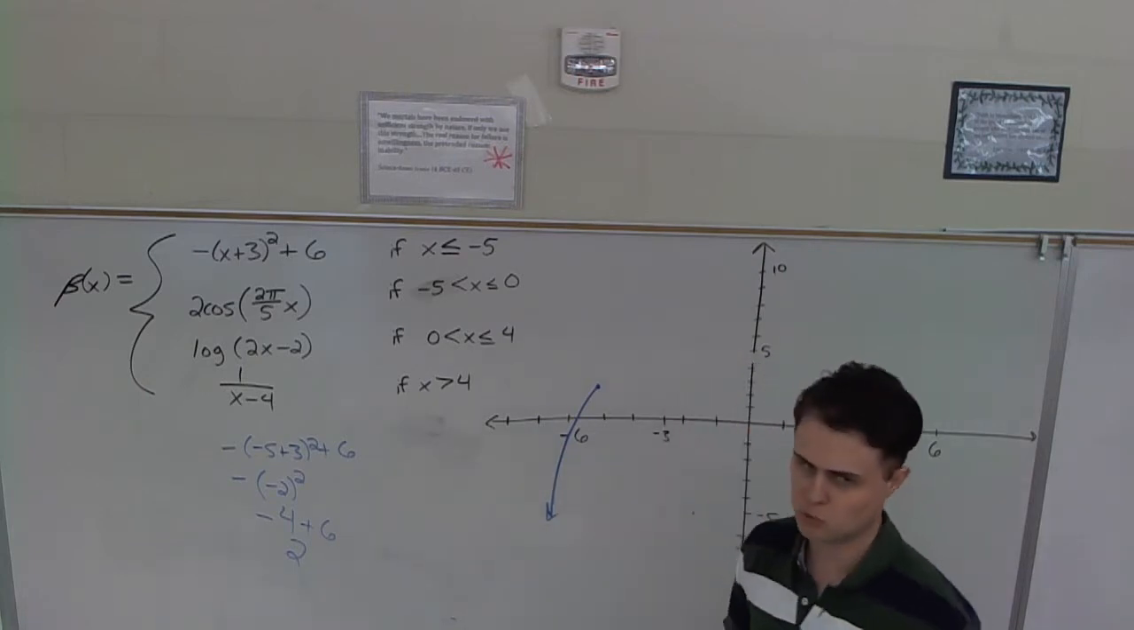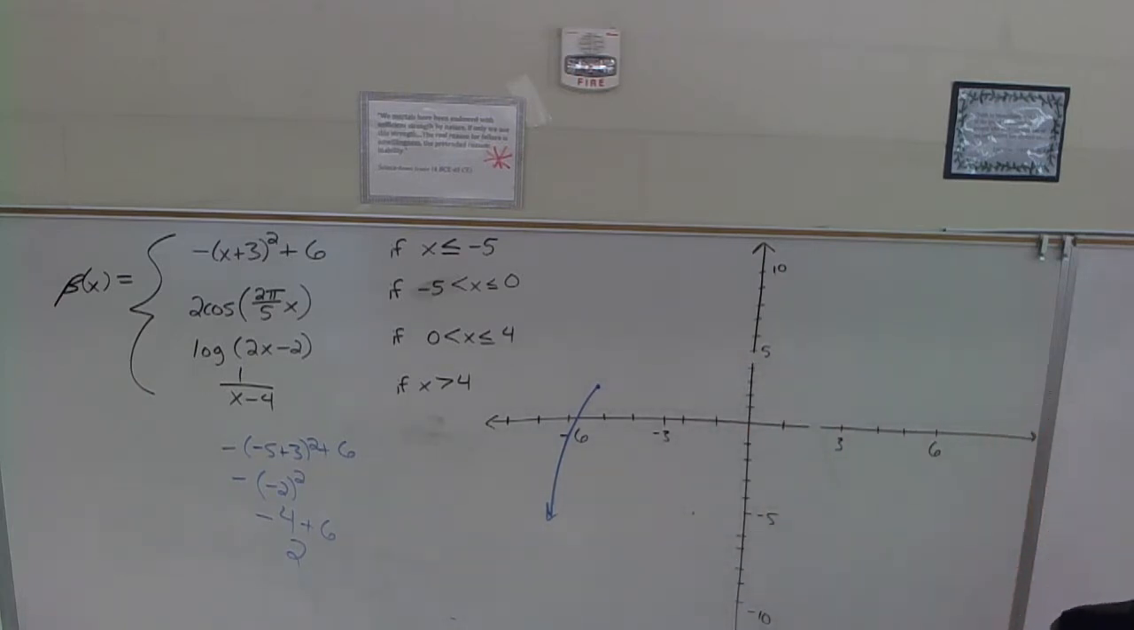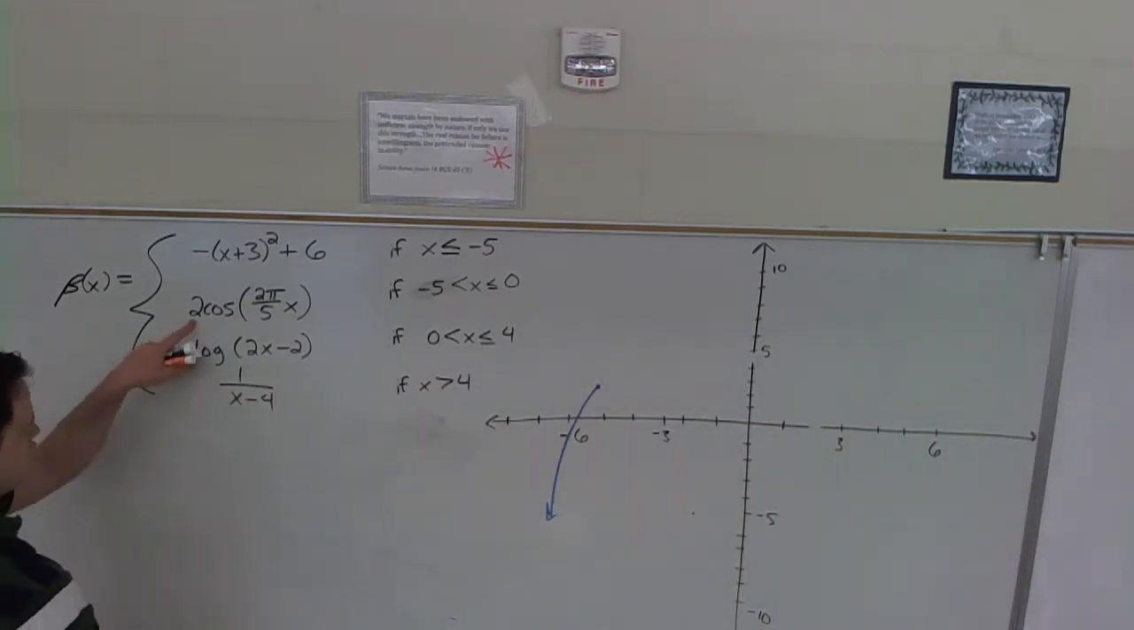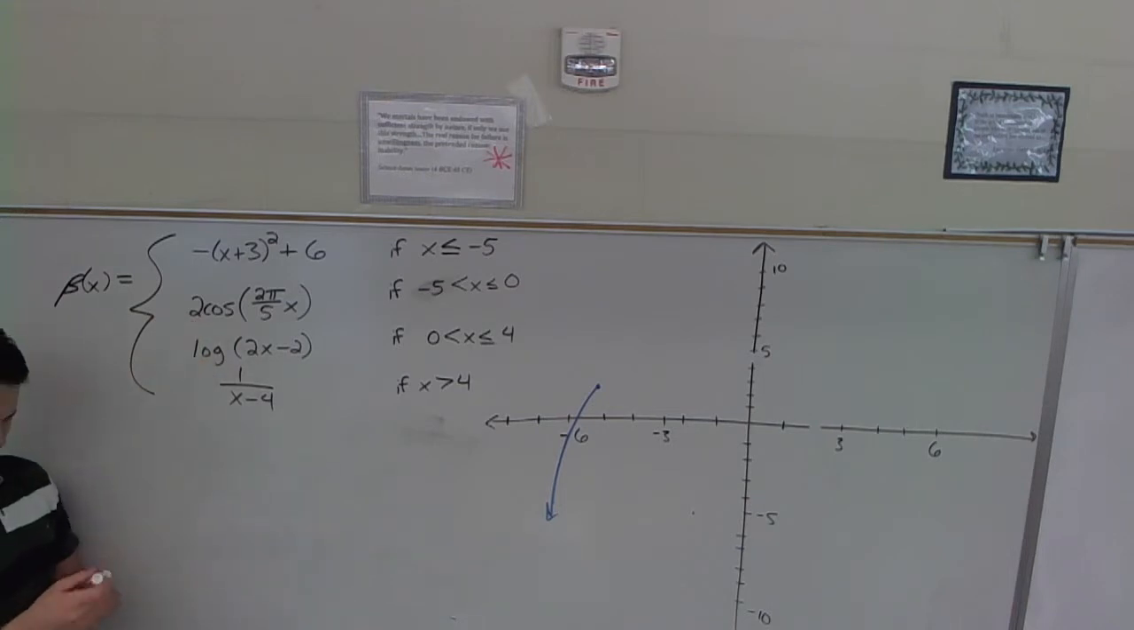Okay, done with piece 1. Then you just keep doing it for the other pieces. So the second one, I've got a cosine function. Oh, I might need to do some scratch work on that one, definitely. It's pretty simple cosine. 2 is the amplitude. Help me with the period.